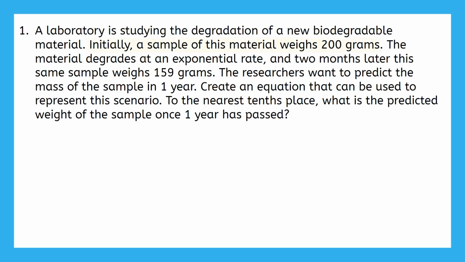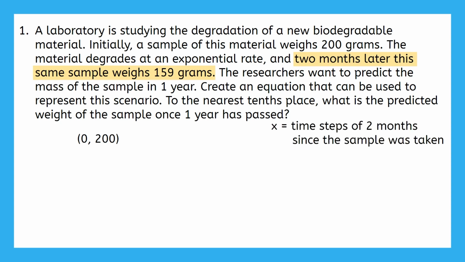We know that the initial sample weight was 200 grams, giving us the point (0, 200). And the next time data was collected, it weighed only 159 grams. Since this next sample was collected 2 months later, we can define our time steps as 2 months since the first sample was taken. With 2 months later being considered 1 time step later, we can say that this next point is (1, 159). Great.